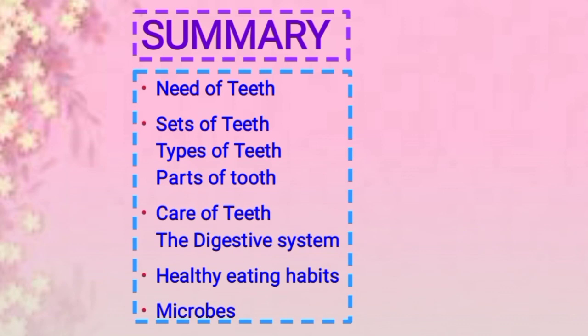Then last we have covered topic like microbes. So as you know, microbes are very small living things that cannot be seen with the naked eye, and they can be only seen with the help of instrument called microscope. Then we have covered harmful microbes, their types and diseases caused by different harmful microbes.